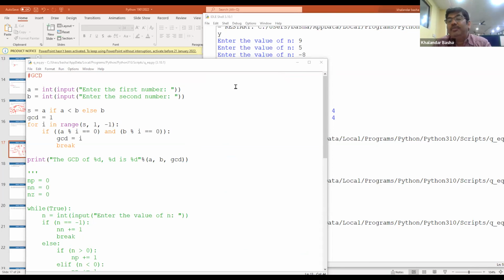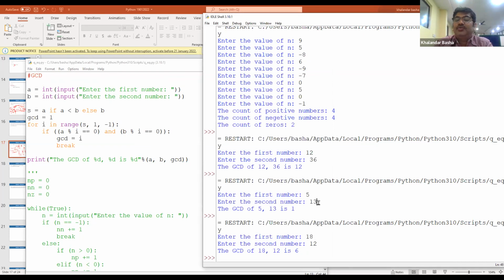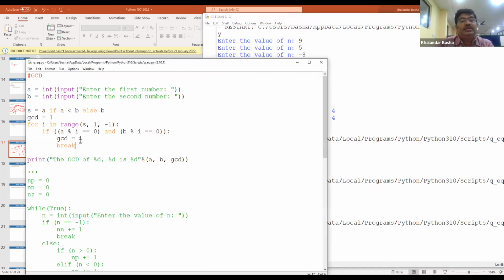Whenever A and B are prime numbers, what is the greatest common divisor between them? It is always 1. That is what I showed in the output whenever the inputs were 5 and 13. Do you have any greatest common divisor between 5 and 13? It is nothing but 1. So I printed 1 that I took as default. If both numbers are prime, the greatest common divisor is always 1. If you don't have anything, you can copy this.